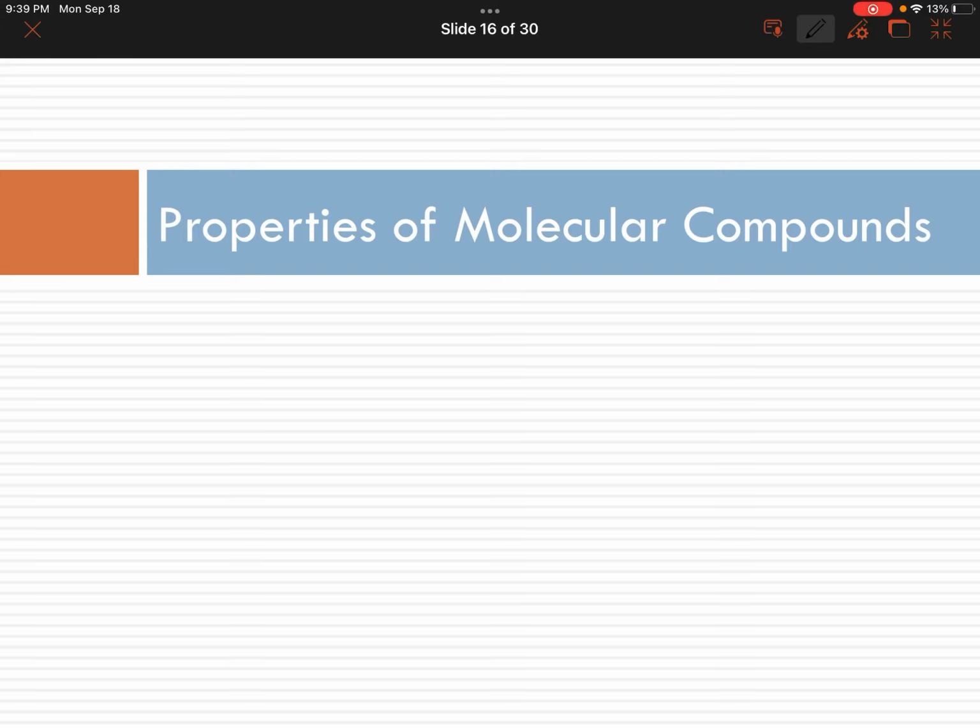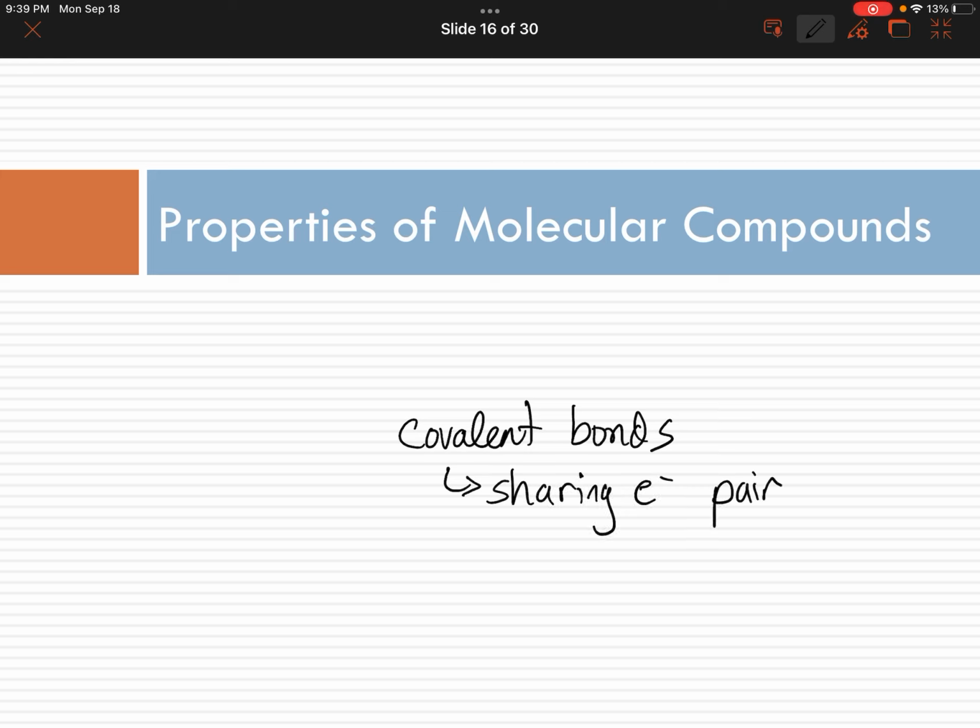So this video is all about properties of molecular compounds. Just to remind you what a molecular compound is, it's a compound where you have covalent bonds between your atoms. So covalent bonds means you're sharing electron pairs. So maybe we're talking about something like carbon dioxide, right?